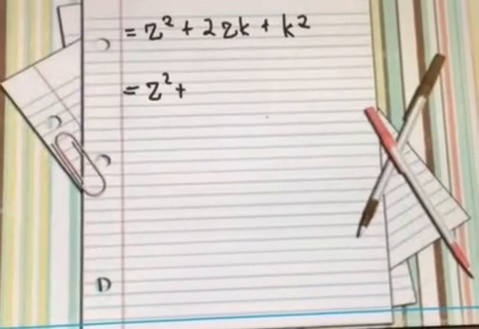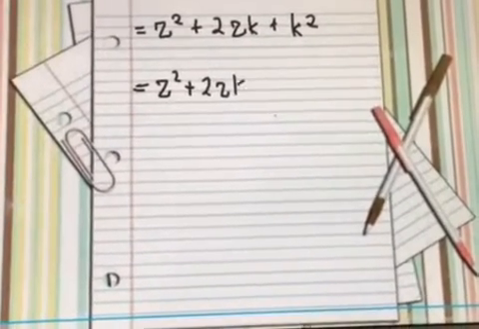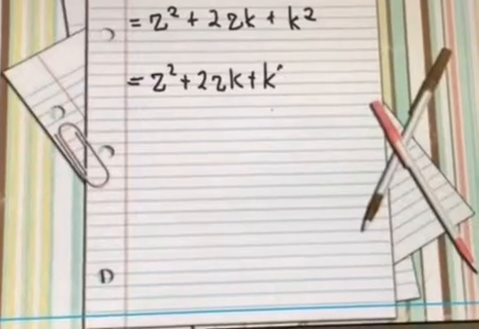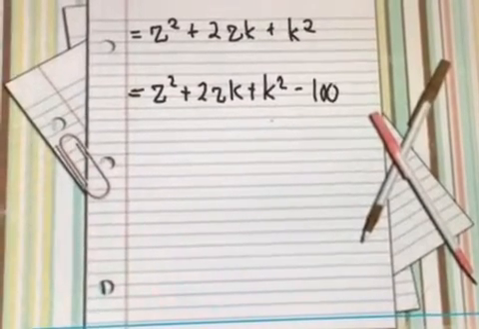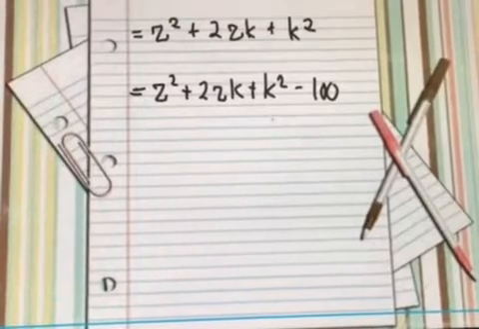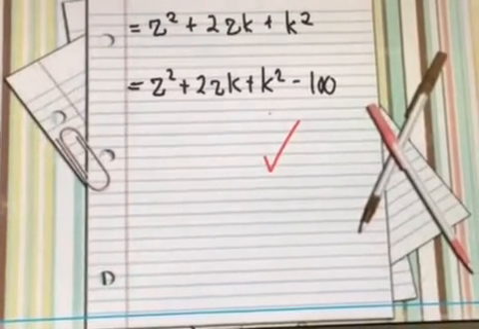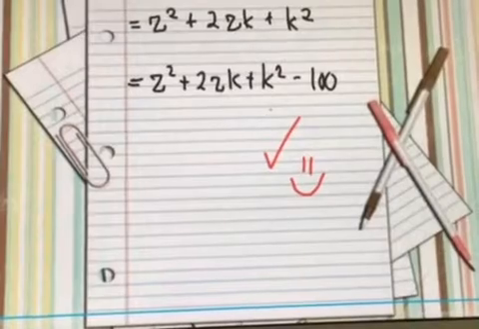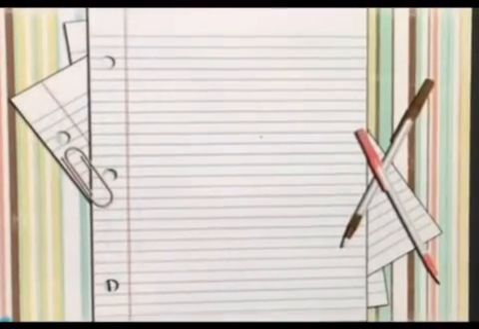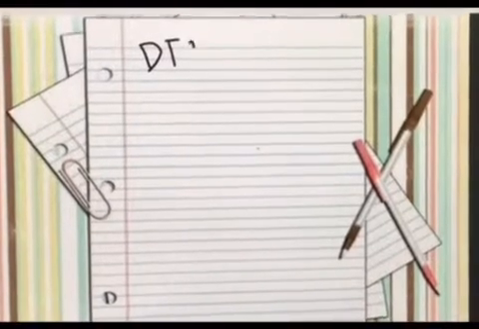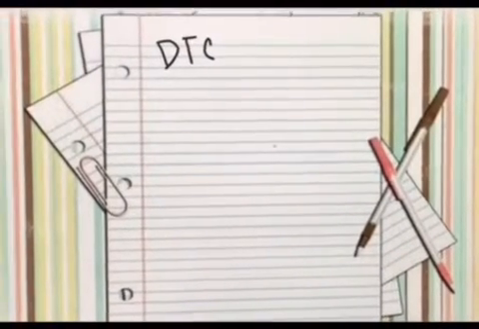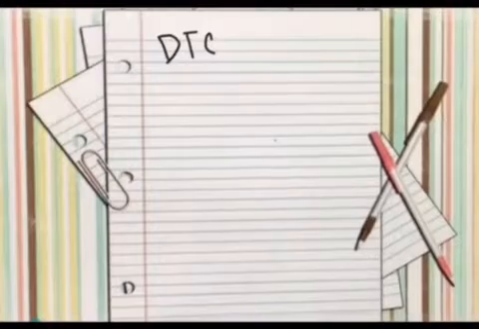And your final answer for this problem then is z raised to the second power plus 2zk plus k raised to the second power minus 100. That is your final answer for our challenging question. We're done with special products. Our next lesson is all about factoring, and we're going to focus on DTC, or difference of two cubes.